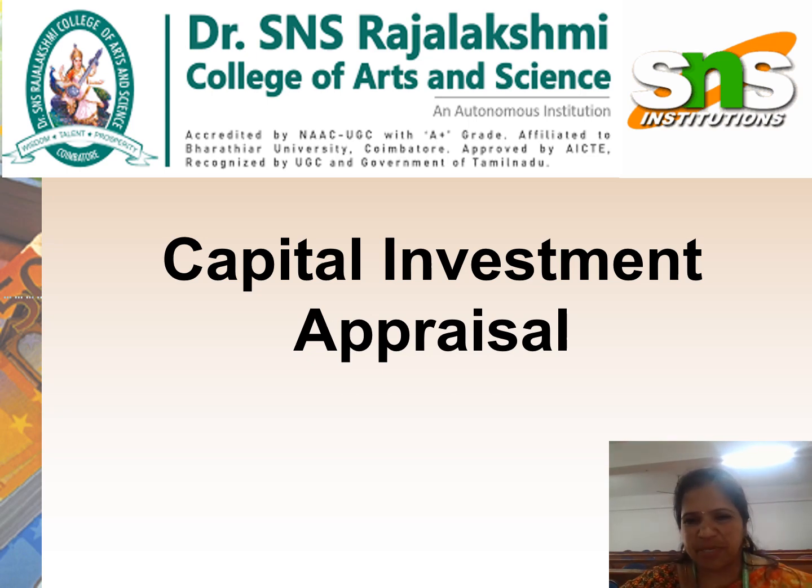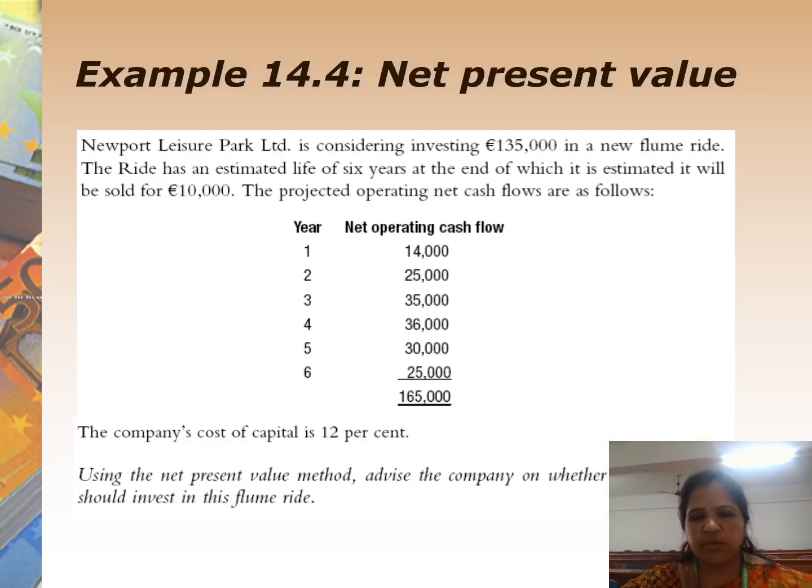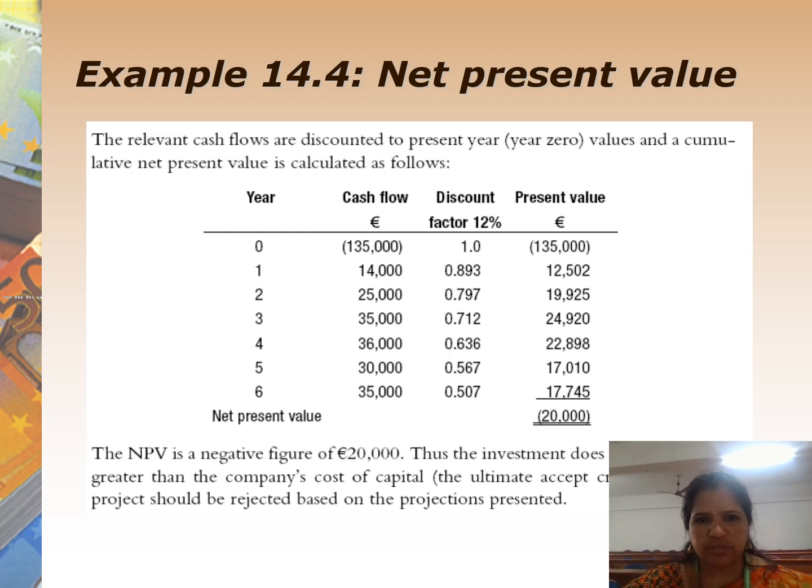Capital investment appraisal. We are going to see the example of net present value. Newport Leisure Park is considering investing 130,000 in a new film ride. The ride has an estimated life of 6 years, at the end of which the residual value is estimated to be 10,000. The project's operating net cash flows are given below. The company's cost of capital is 12%.